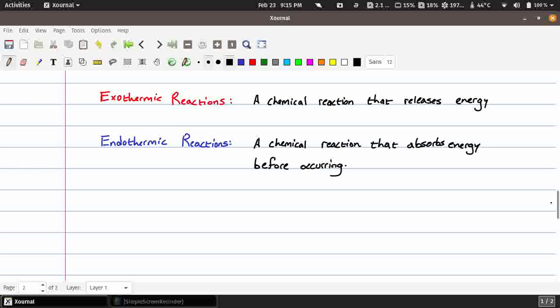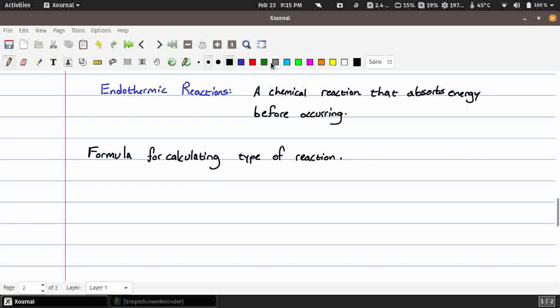So now we're going to talk about bond dissociation and the energy of calculating if it's exo or endothermic. So here's the formula for calculating this. Wow, can't spell tonight. So formula for calculating type of reaction. And this is just a pretty generic subtraction formula, but it's super easy.